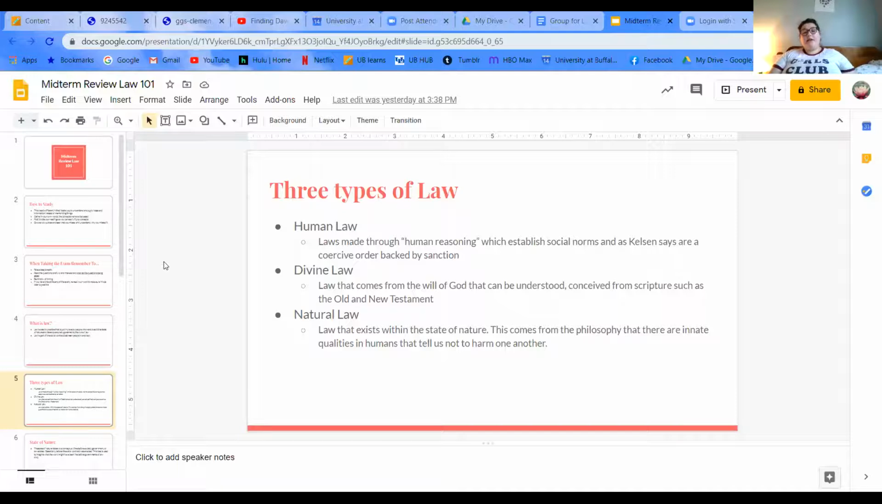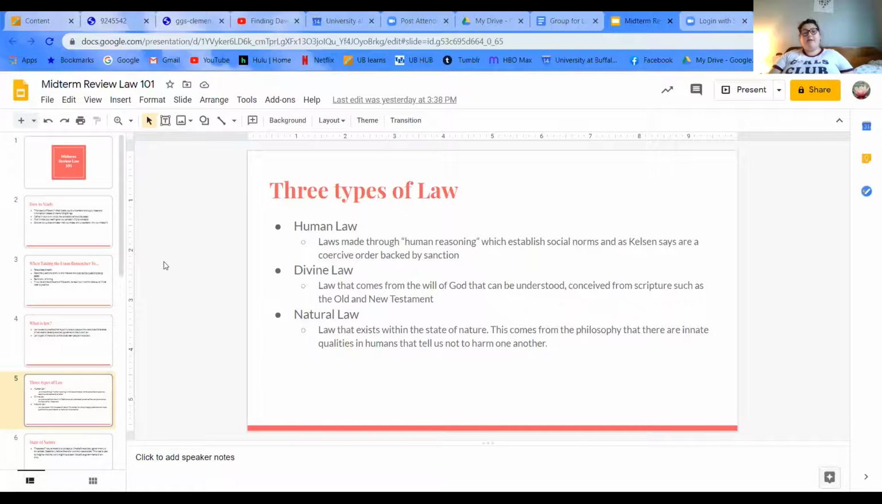So human law are laws made through human reasoning, which establishes social norms. And as Kelsen says, they are coercive orders backed by sanction. So if you break a law, there is a consequence to that. Also, I would say this relates to legal positivism in that human law isn't necessarily immoral or moral. It is just the law, and human reasoning can be fallible. So we have to watch out for that.